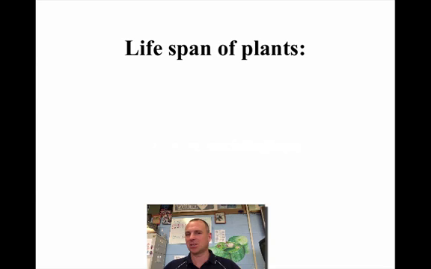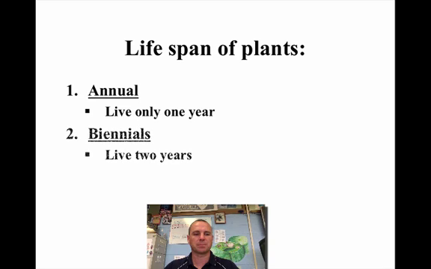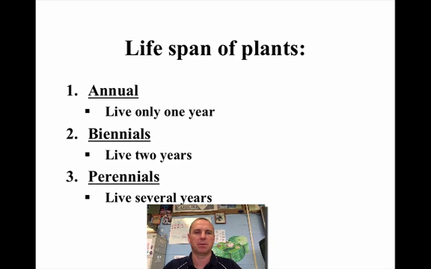And the next thing is kind of shifting gears a little bit. Let's talk about the lifespan of plants. There are basically 3 lifespans that we talk about. A plant can be an annual, which means it only lives for 1 year. A biennial, which means it's going to live for several years. And a perennial, which means it's going to come back year after year after year.